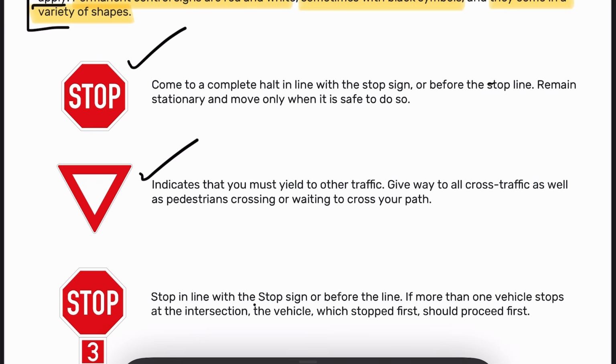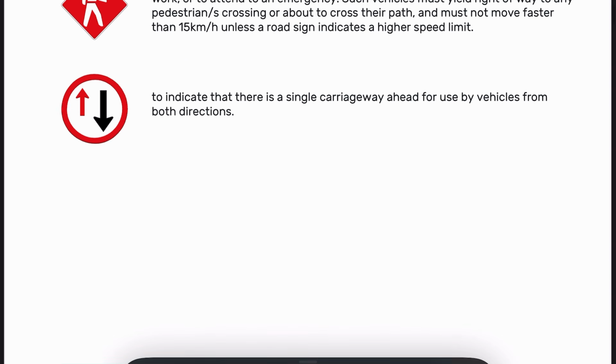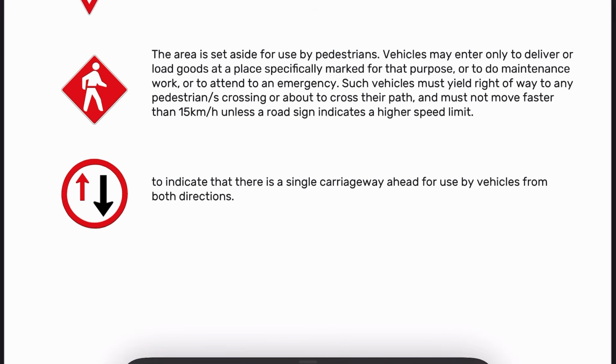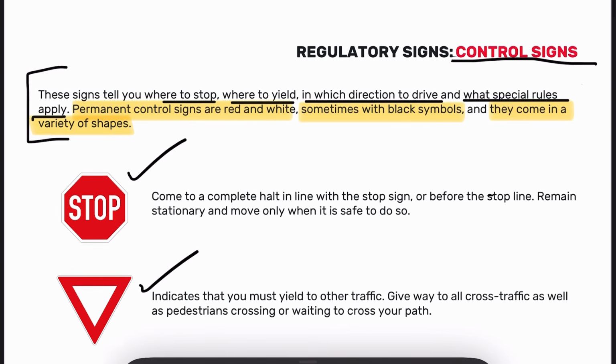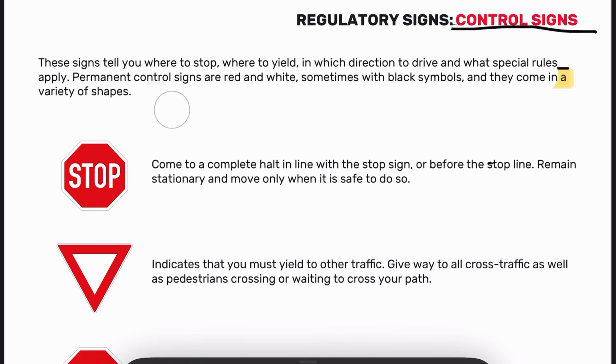So the stop sign is not the same as the yield sign. It's not the same as yield to oncoming traffic. Yield to oncoming traffic is different. It's not the same as pedestrian priority. So that's how you will see your control signs. But the most important thing is the color codes. Red and white, and they come in different shapes. So they tell you where to stop.